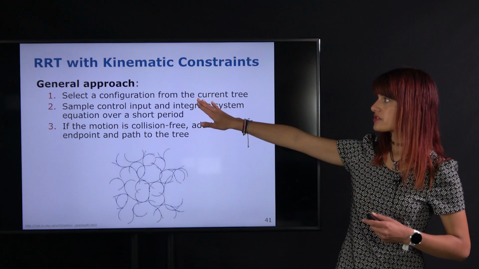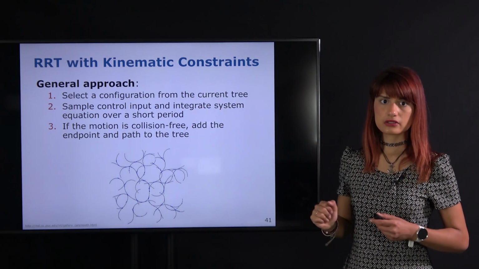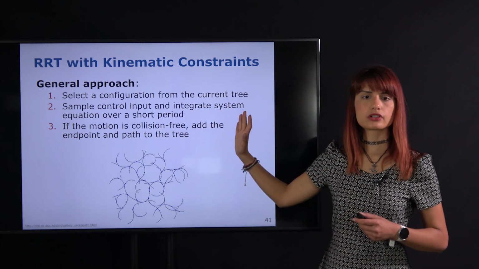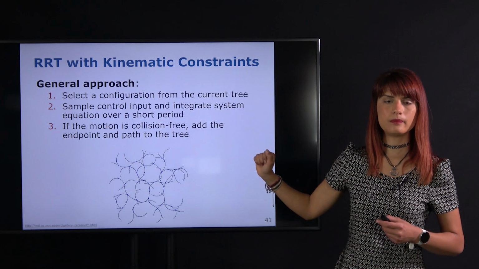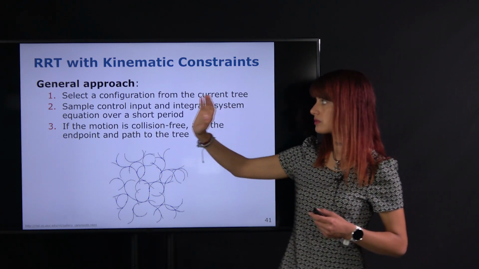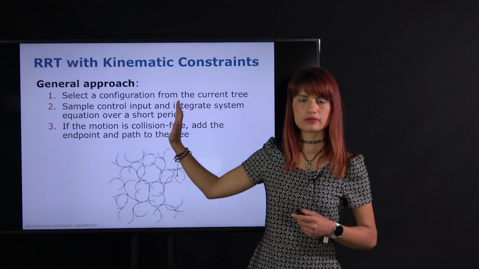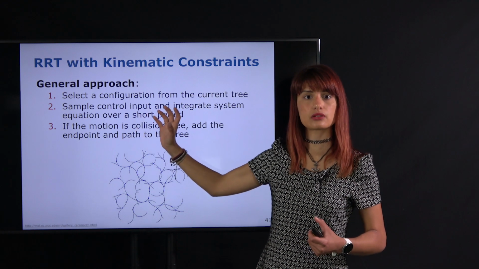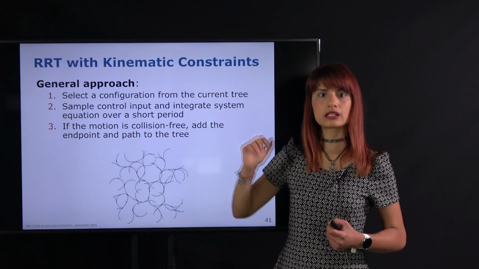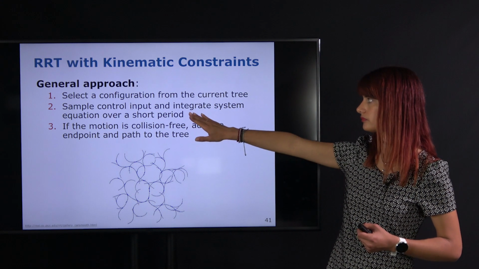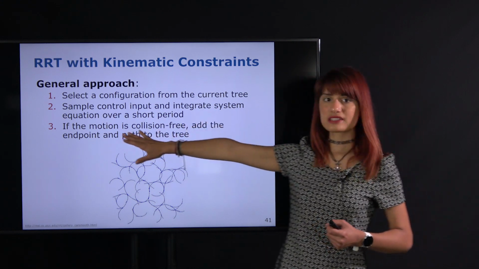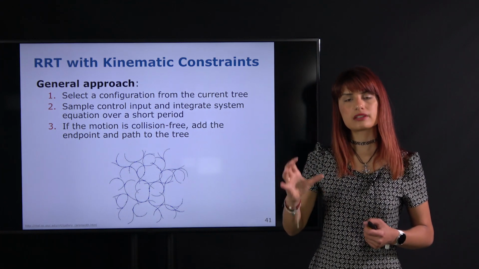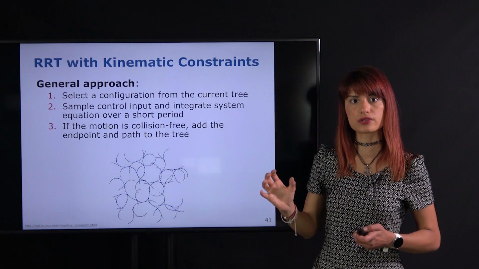If we want to use the RRT with such constraints, what is typically done is we look at our tree and we select a configuration or a node on it. Then we randomly sample the control input, so the possible set of controls that the robot can do from that configuration, for example, turning in a particular direction. And then we need to integrate the system of equations for a short period in order to generate the motion that reflects these sampled controls.